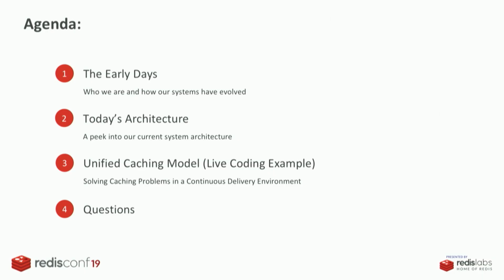We're going to be talking about evolving your distributed cache when you're moving towards continuous delivery. This talk is set up in two sections. The first half of the talk is a case study of how Build evolved from the early days to the architecture we have today. We'll talk about some of the problems we had trying to scale up as we grew.